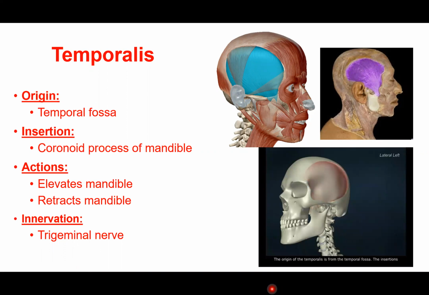The origin of the temporalis is from the temporal fossa. The insertions are to the coronoid process of the mandible and to the portion of the ramus below it. Temporalis closes the jaw. It is innervated by the mandibular branch of the trigeminal nerve.